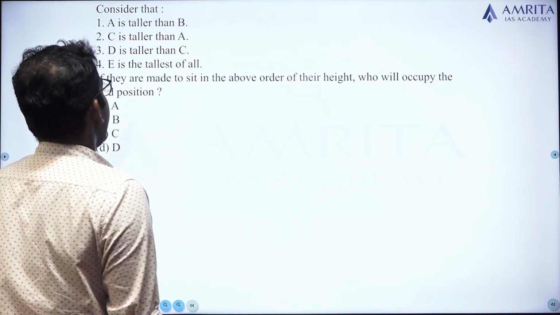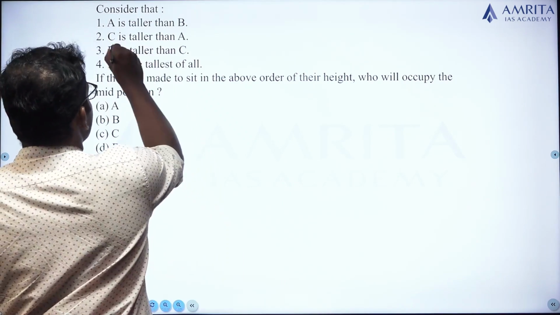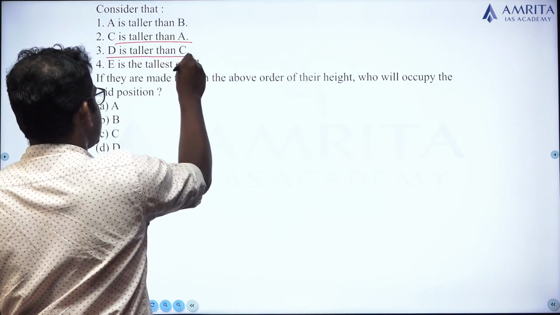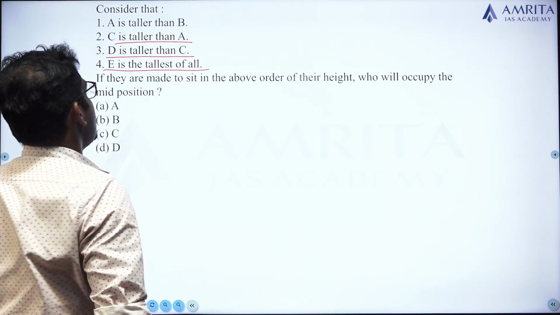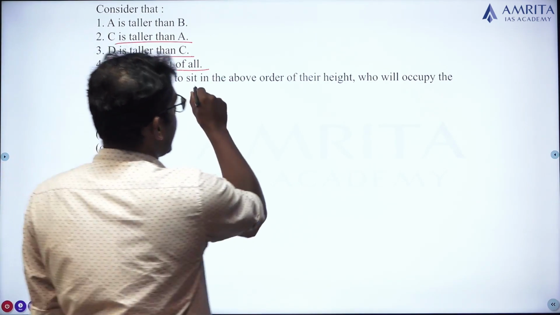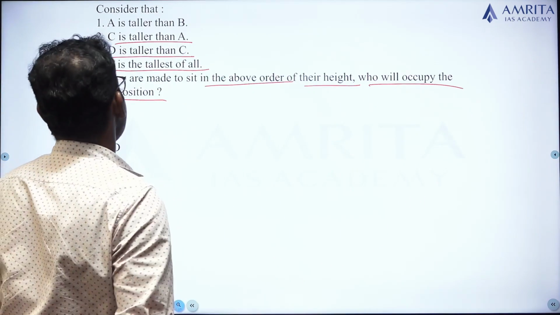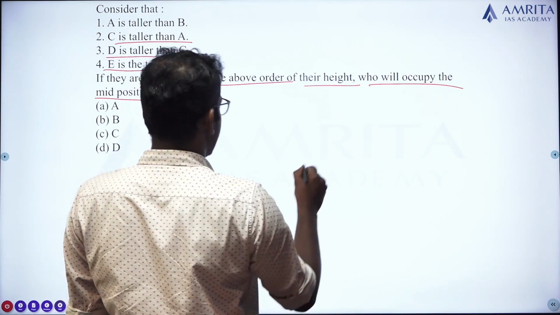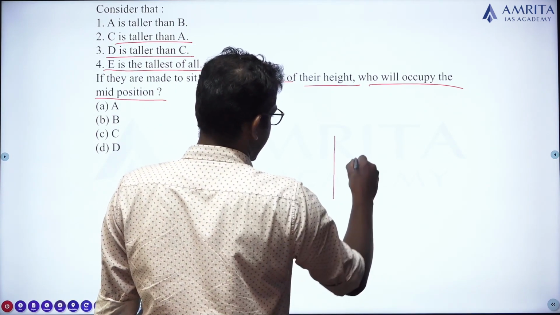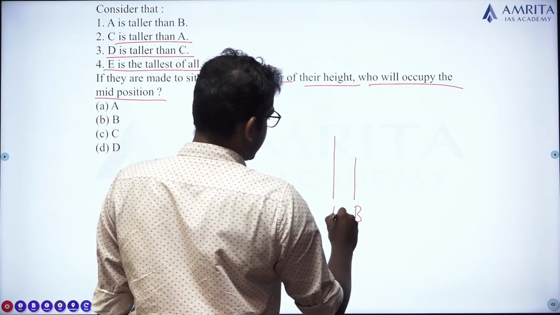Consider that A is taller than B, C is taller than A, D is taller than C, E is the tallest of all. If they are made to sit in the above order of their height, who will occupy the mid position? Simple question. See, it says A is taller than B. This is A. A is taller than B.